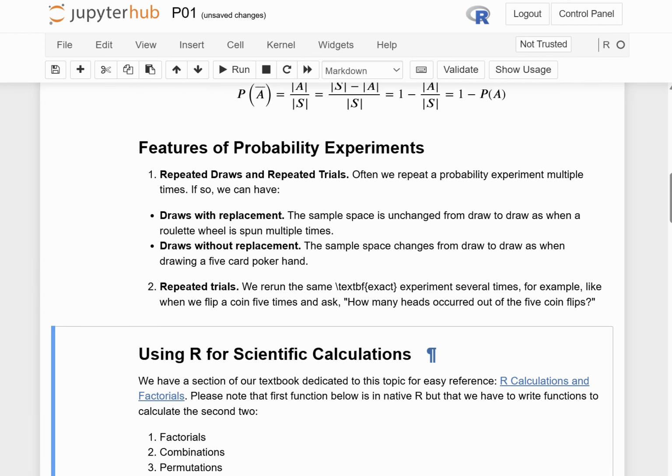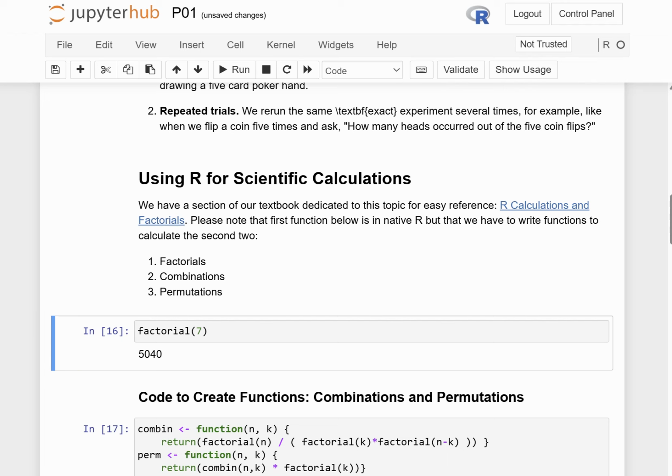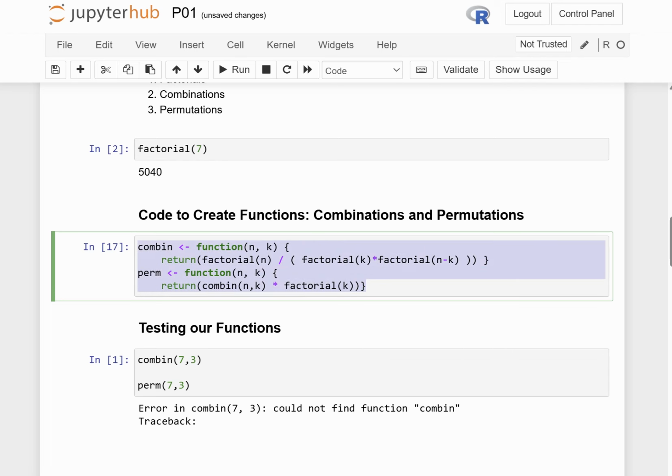Set complements, these are still all markdown cells, and here we get to a code cell. Notice it says code right here. And when I do factorial 7, I get 5,040. Remember that 7 factorial is 7 times 6 times 5 times 4 times 3 times 2 times 1. So factorial is in native R. Sadly, combinations and permutations are not functions they've given to us in native R. So we write functions ourselves.